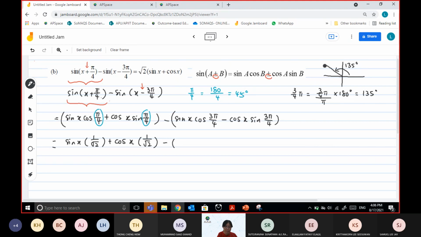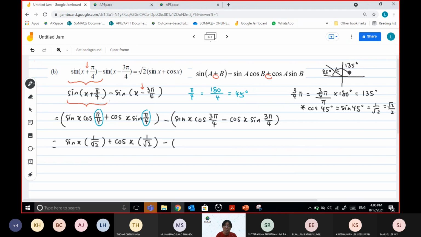Okay, so that means the basic angle is 45, right? As I said just now, cos 45 or sine 45, the values are both 1 over square root of 2, or square root of 2 over 2, sorry. Either one of the answers is fine.